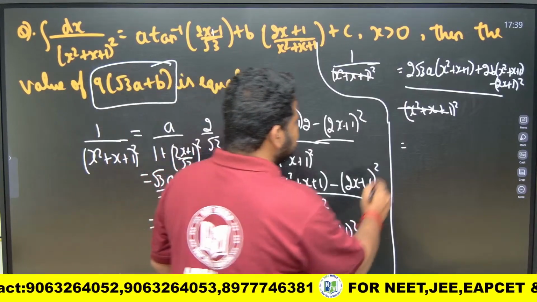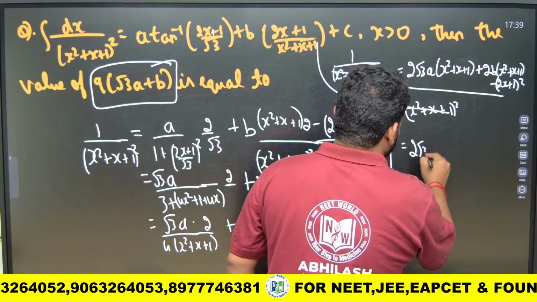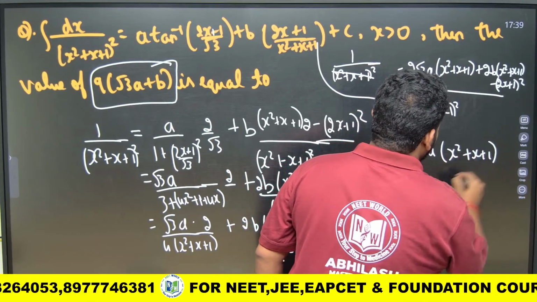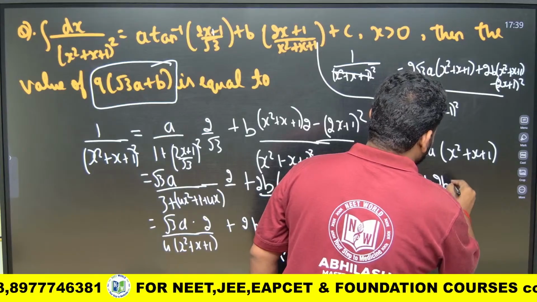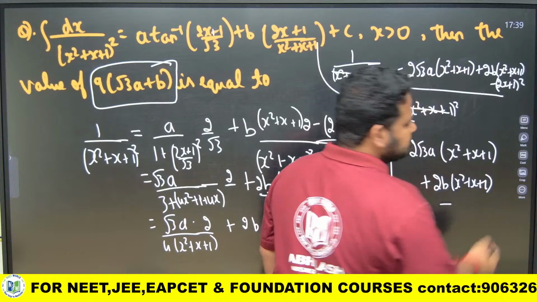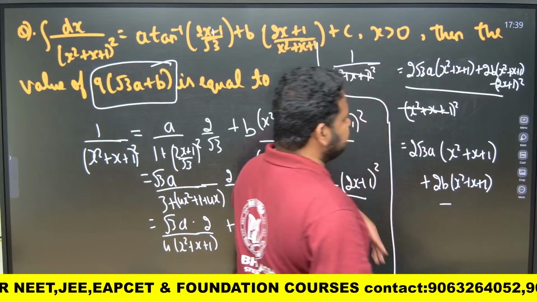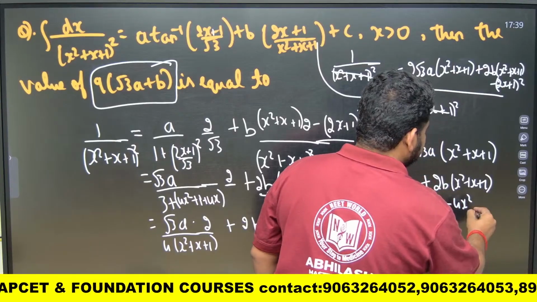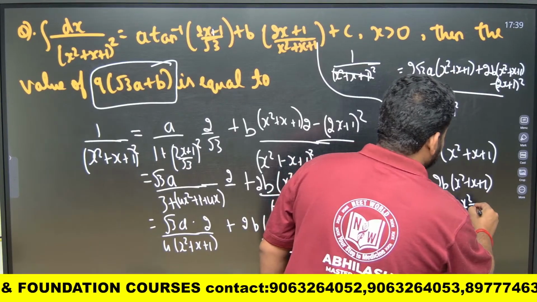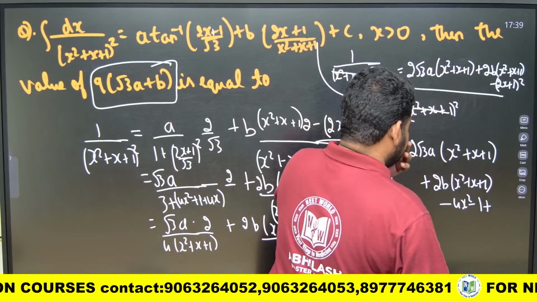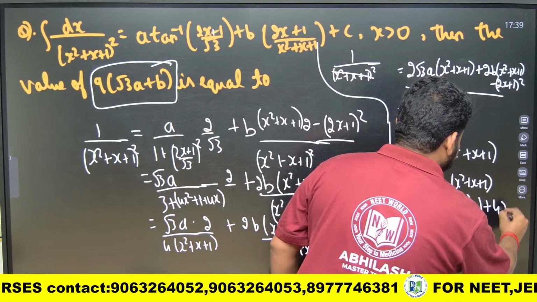So this will become 2 root 3a into x square plus x plus 1, plus 2b into x square plus x plus 1 minus 2x plus 1 whole square. I can write 2x plus 1 whole square as 4x square minus 1, plus what is it? 2x plus 1 whole square, plus it will become 4x plus 4x.